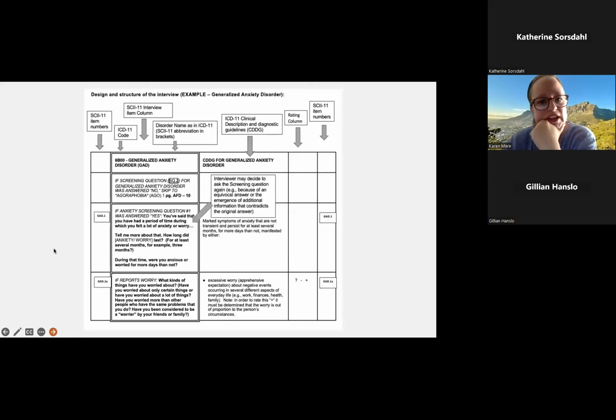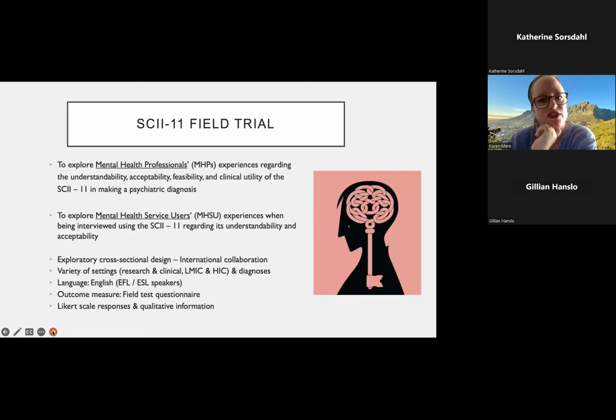So this is what it looks like. The interview, here are the item numbers, and here's the rating column. And in the middle column, the CDDR is printed so that the person interviewing can look at what's being asked about. And in the left column, the questions are printed. And often you'll see something in brackets in capitals, and that is when the clinician needs to substitute something. They have to substitute what the patient or the participant has told them. So it looks very much like the SCID, which is not surprising because Michael First is also the first author of the SCID.